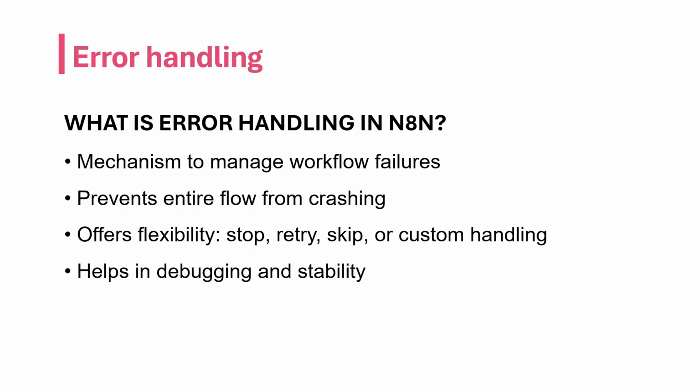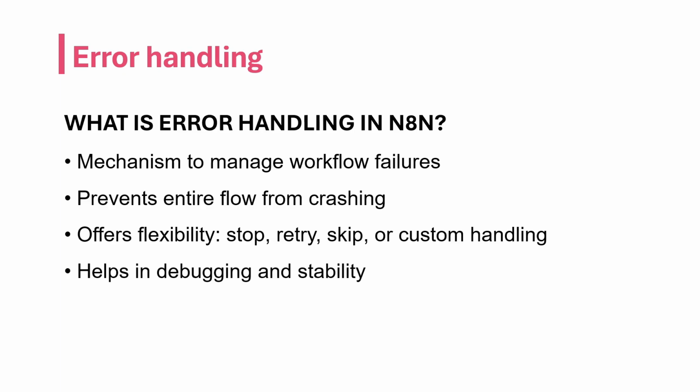First of all, it is a mechanism that defines how n8n should behave when a node or a workflow fails. On top of that, instead of completely stopping or crashing, you can control what happens next. For example, you can tell n8n to stop the whole workflow if this node fails, or retry automatically a few times before giving up, or even continue and skip the failed step. These give you total flexibility and ensure your automation doesn't break due to one small error.